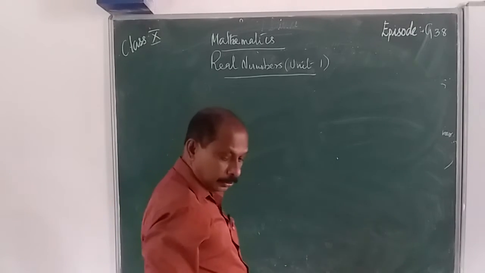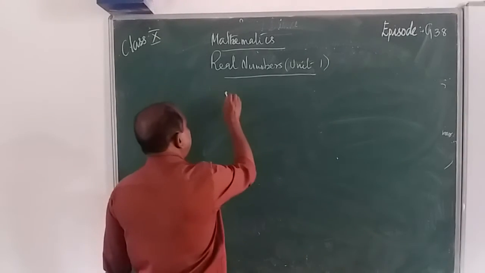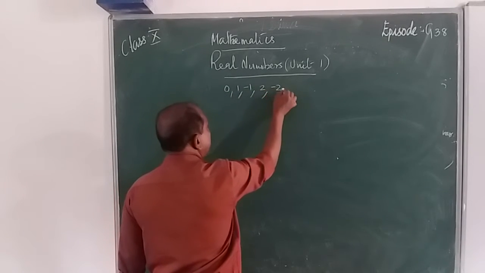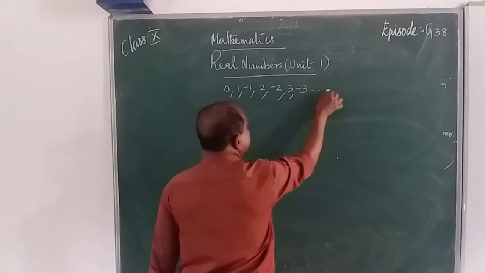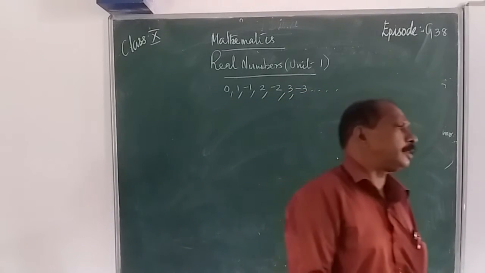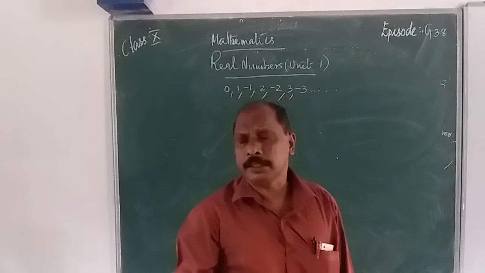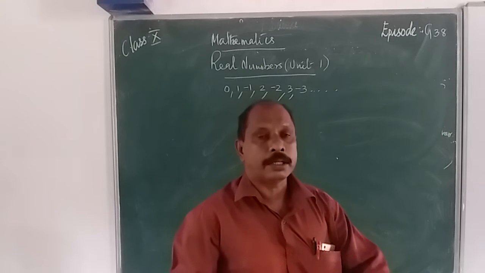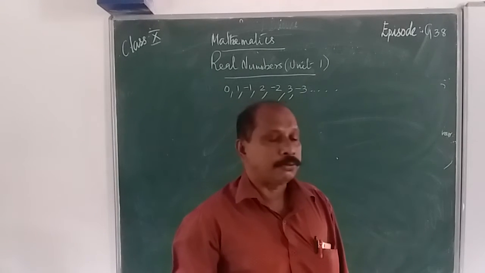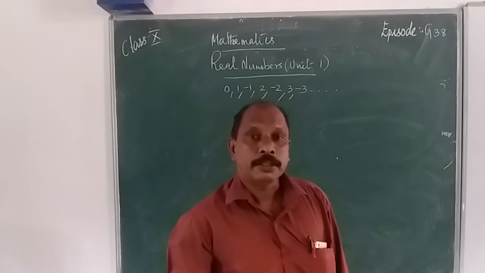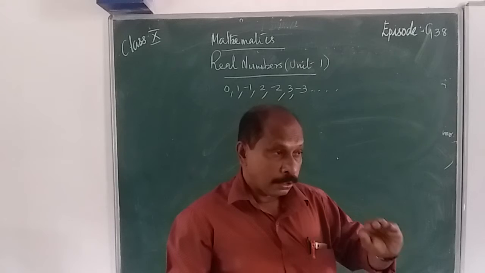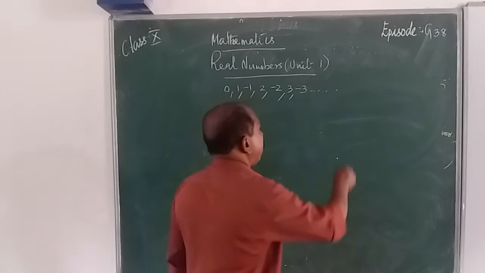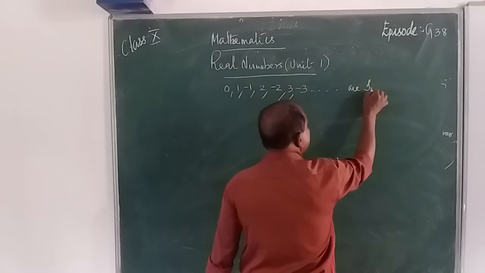Then, in the rational numbers, the numbers 0, 1, minus 1, 2, minus 2, 3, minus 3, etc. are all rational numbers. That means 0 is replaced by 0 by 3, therefore it is rational. 1 is replaced by 5 by 5, it is rational. 2 is replaced by 10 by 5, it is rational. Therefore, all these numbers are rational numbers, but these numbers are integers.